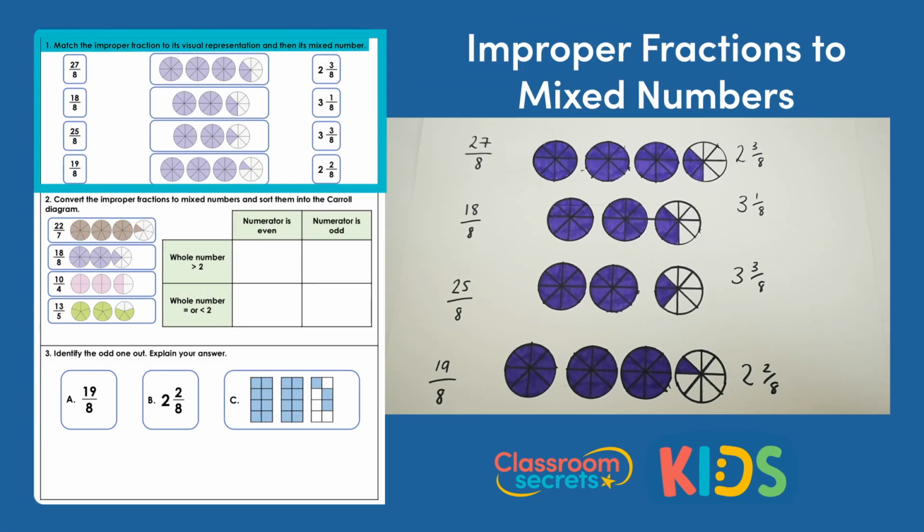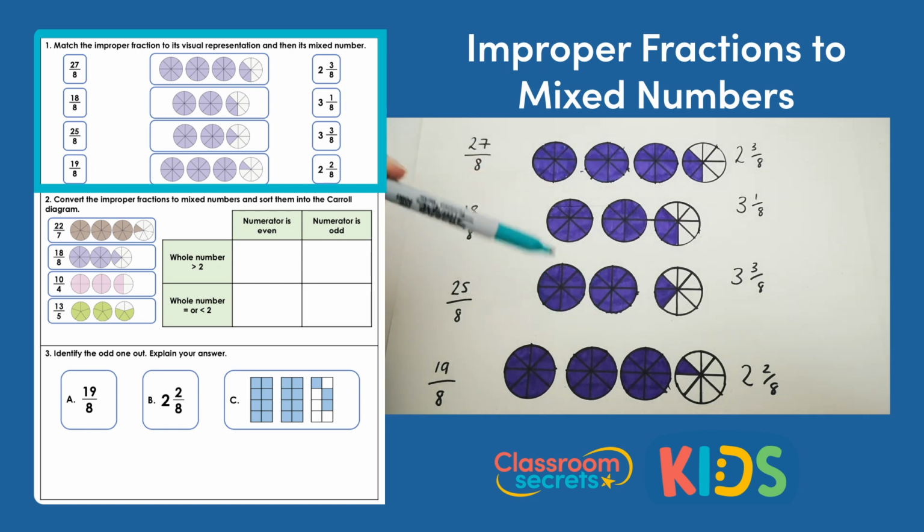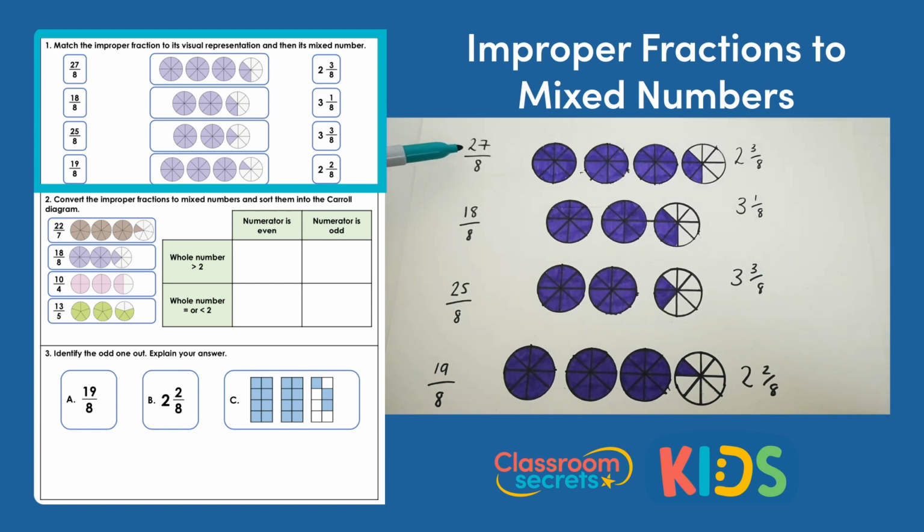Question 1. Match the improper fraction to its visual representation and then its mixed number. We've got 4 improper fractions on the left, 4 visual representations in the middle, and then 4 mixed numbers on the right. And what we have to do is match each improper fraction to its equivalent image and the equivalent mixed number. So the first one is 27/8.